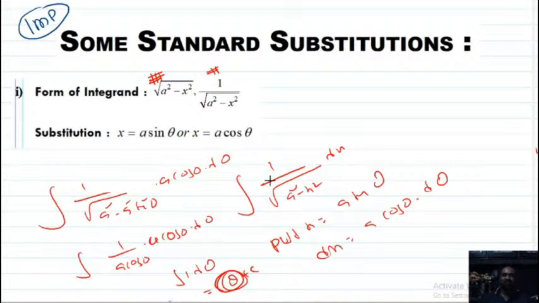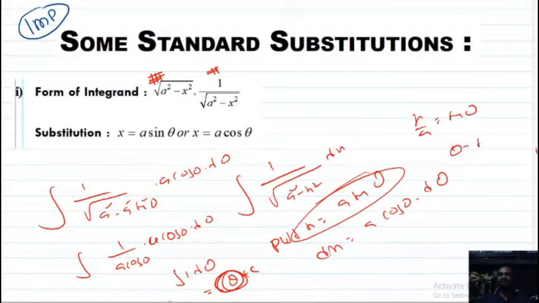Theta means what here? What I took, theta means what here? x by a equal to sin theta, so theta equal to what? Sin inverse of x by a. Instead of theta, what can I write? Sin inverse of x by a plus c. Anyway, you get that result only.